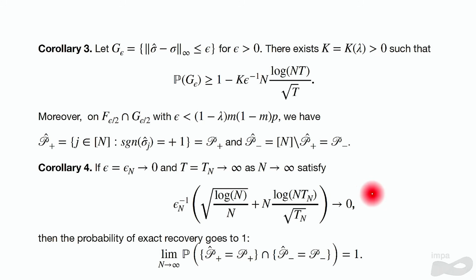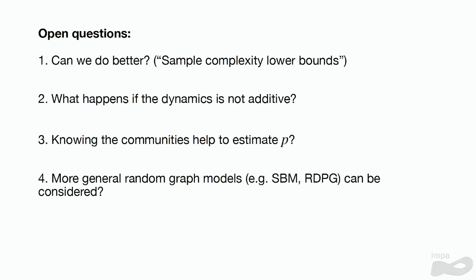And morally, here we are imposing something stronger than for estimating p, because for p it was square root of n divided by t has to go to 0, and somehow here I have n divided by square root of t. But at this point I'm not very convinced that these are very tight bounds. In any case, it's stronger in this sense: we require more to recover these sets than to estimate p.